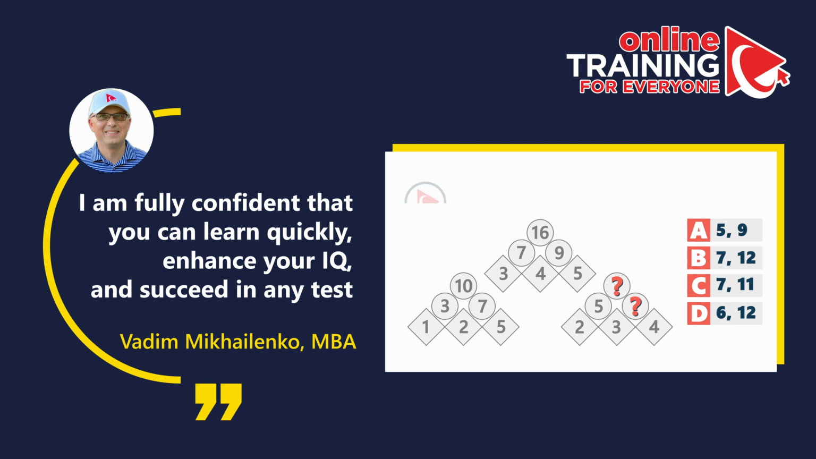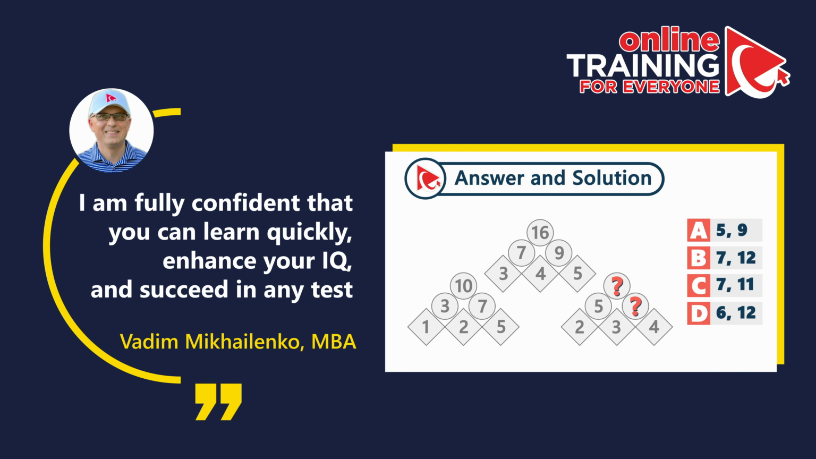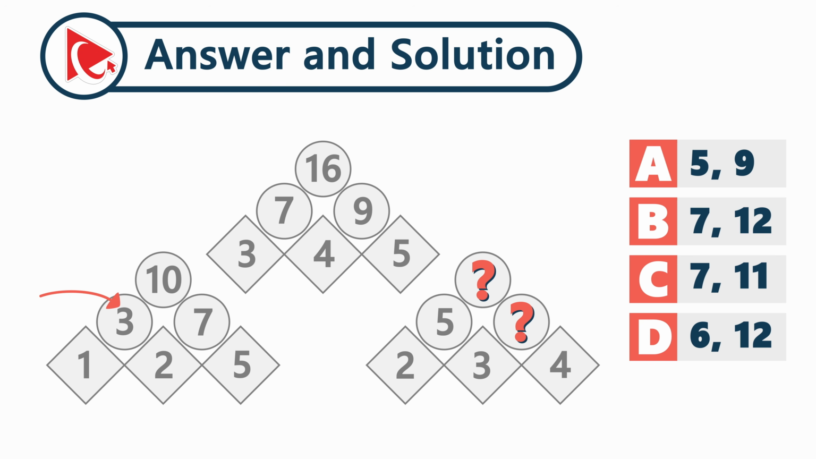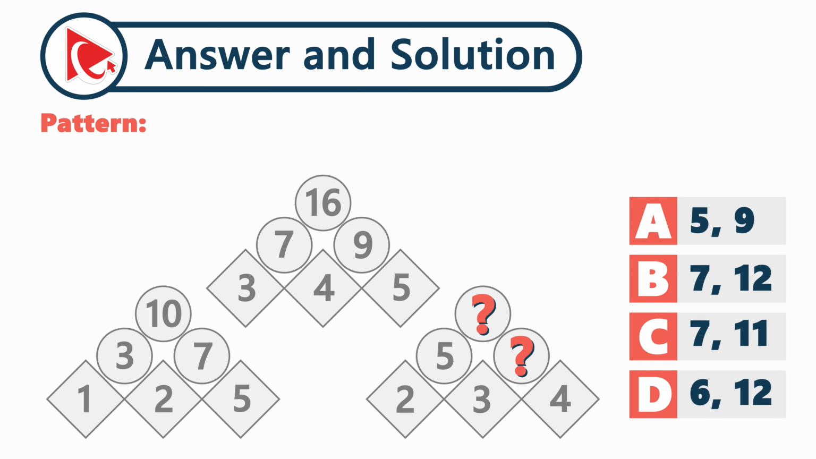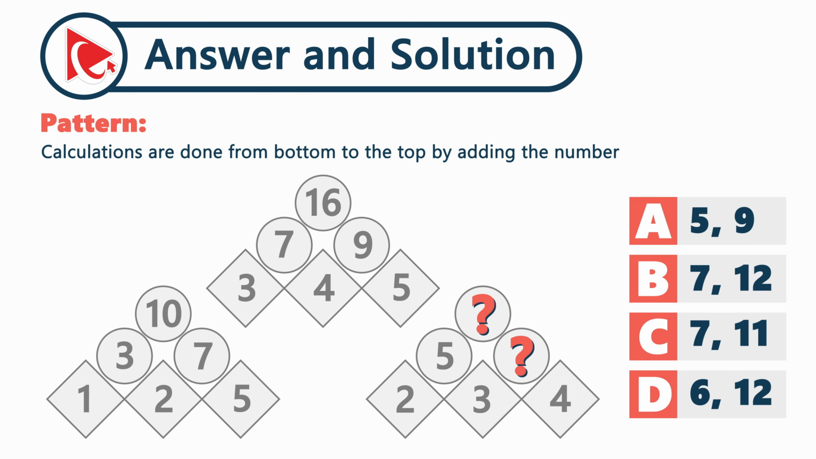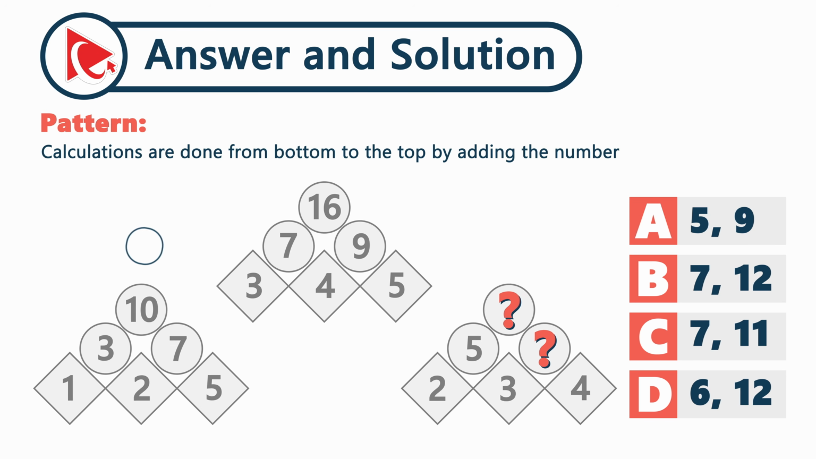Time's up. Are you ready with your answer? The pattern here is very simple. I tried to confuse you by starting my calculations with number 3. Let me know in comments if I was successful. But the actual calculations here are done from bottom to the top by adding the numbers. Let's look at the example.